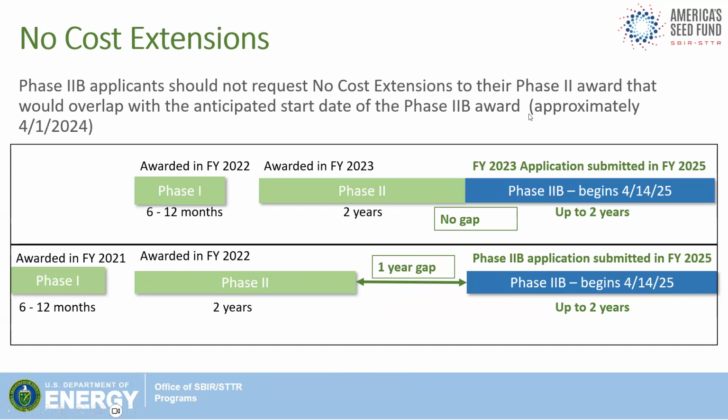For Phase 2B, same thing. Make sure that you have completed your Phase 2 award by April 14th of 2025 because you cannot change the start date of the Phase 2B award. So just want to make sure that you have completed your work.